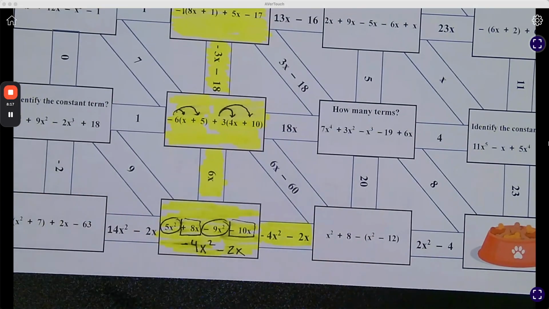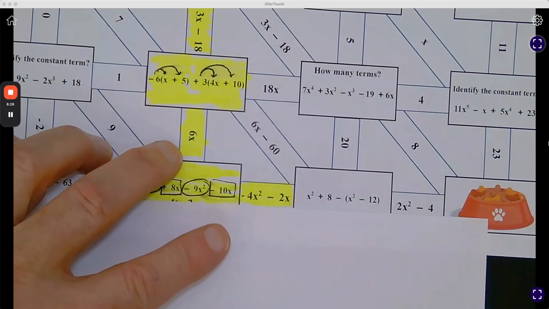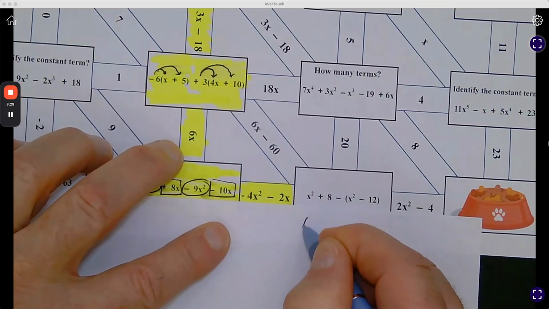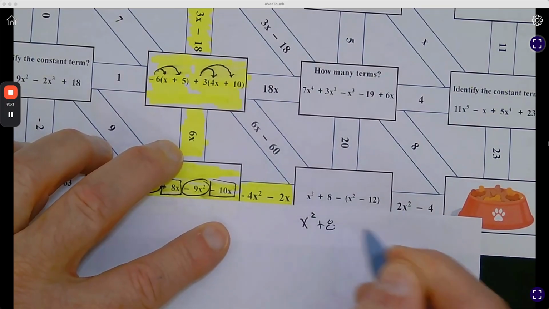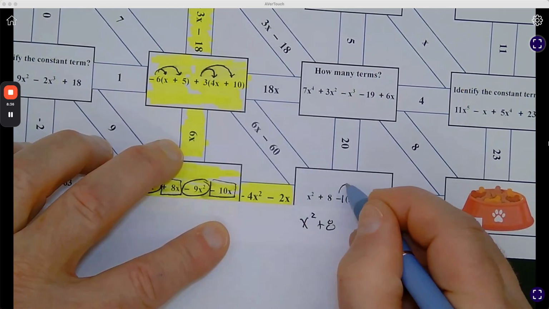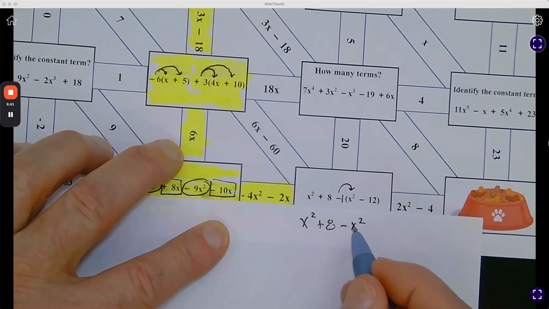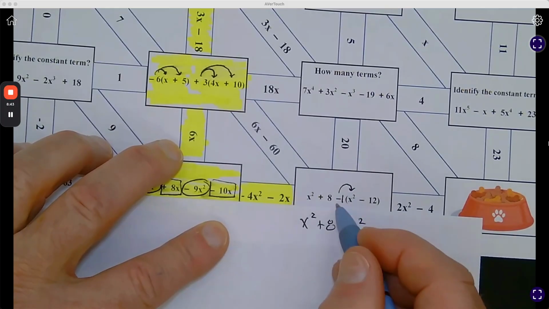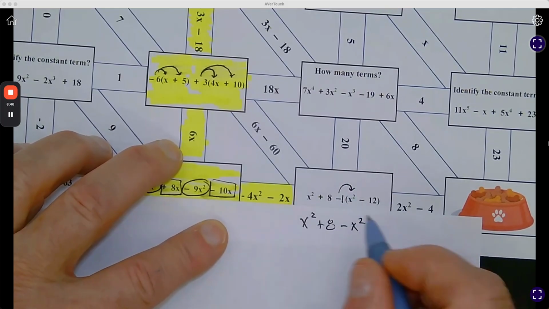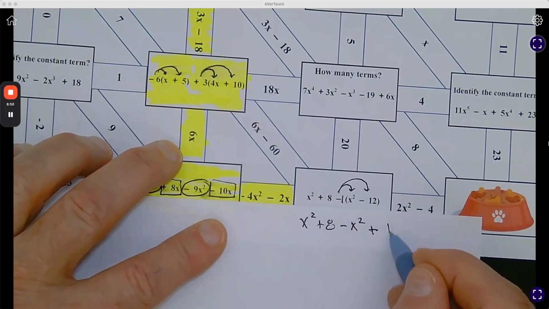This boy is hungry. We're just combining. Oh, no, we got distribution here. Let's go ahead and do that. Okay, so I'm going to write down my x squared plus 8. This is distribution of negative 1. So negative 1 times x squared is negative 1 x squared. You can show the 1 or not. It doesn't matter. Negative times a negative is a positive. 1 times 12 is 12.